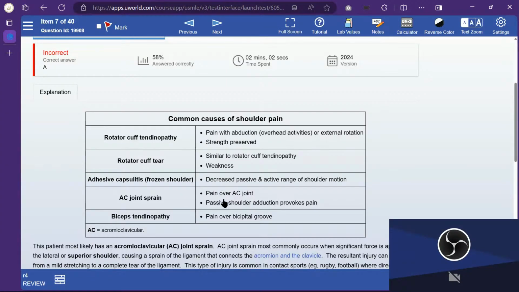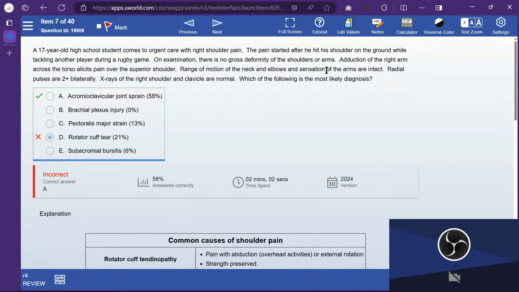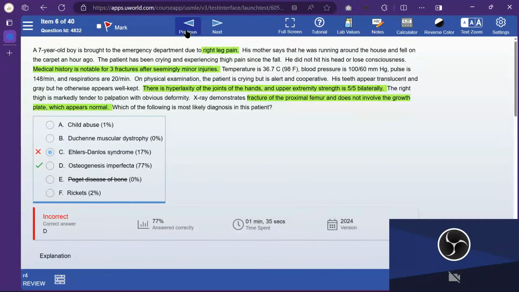Adhesive capsulitis has decreased active and passive range of motion, and in AC joint sprain, passive shoulder adduction provokes pain. When you find that passive shoulder adduction provokes pain, adduction of the right arm across the torso elicits pain. So it is problematic.